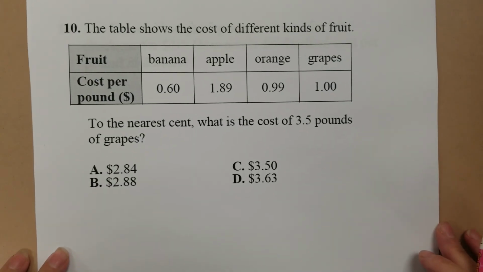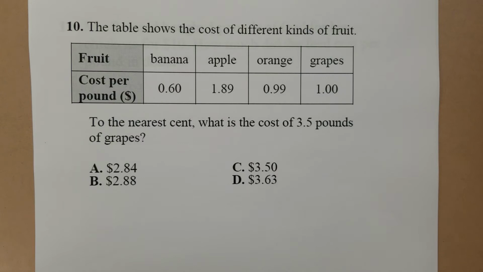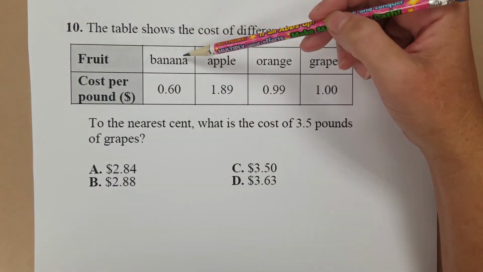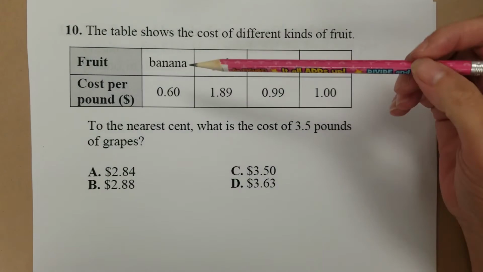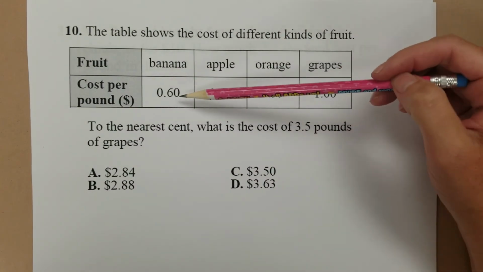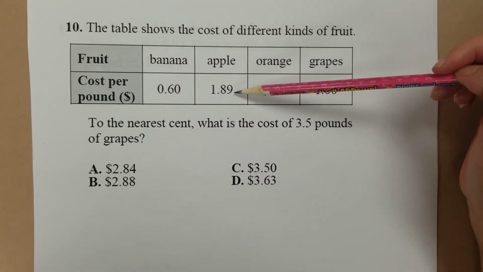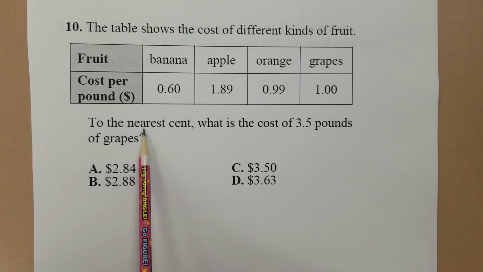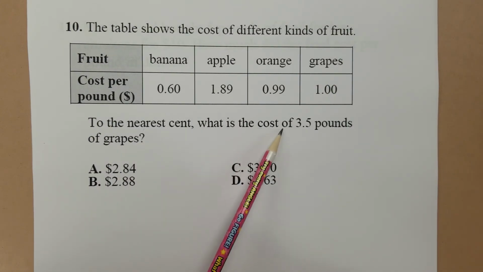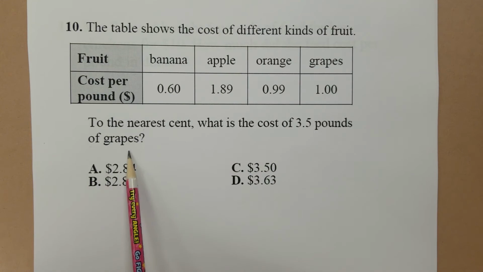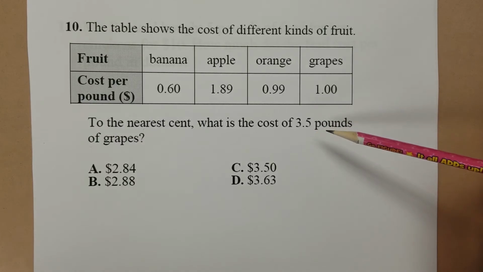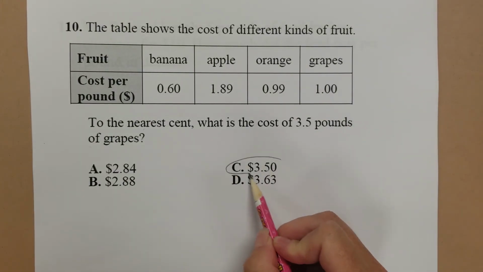Question number 10. The table shows the cost of different kinds of fruit. The fruits that we have are bananas, apples, oranges, grapes, and the cost per pound is 60 cents, $1.89, 99 cents, and $1. To the nearest cent, what is the cost of 3.5 pounds of grapes? Well, we have grapes are $1 a pound, so 3.5 pounds would be $3.50.